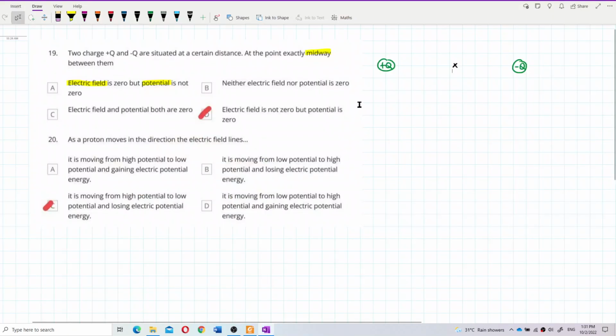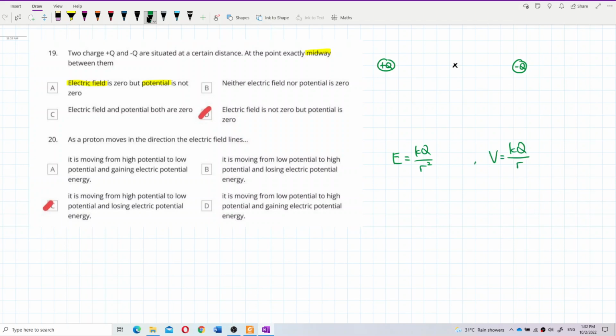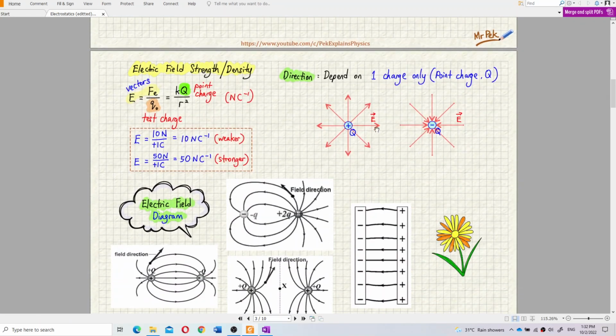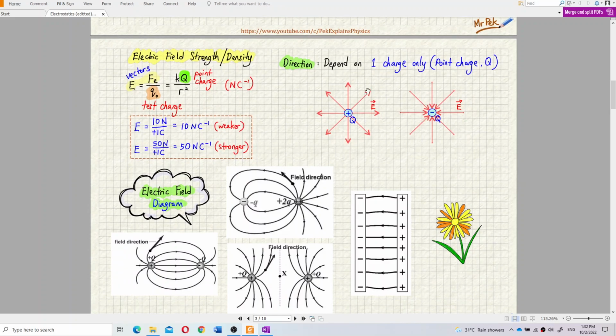Okay, let me show you. Let me write down. The field equation is kq over r square, whereas potential is kq over r. Field is a vector, whereas potential is a scalar quantity, has no direction at all. We also learned that field has direction. For a positive charge, field is going out. If negative charge, field is going in. But potential doesn't have any of this direction.